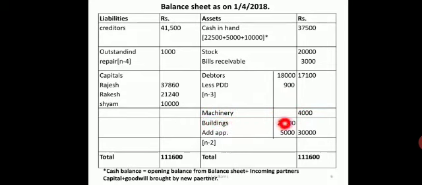Building, inner column you write the book value 25,000. Add the appreciation done of 5,000, total will be 30,000. So all adjustments and entries of assets and liabilities are done in the balance sheet. Now total your asset side. The total will be 1,11,600.